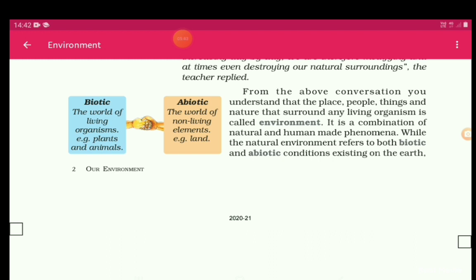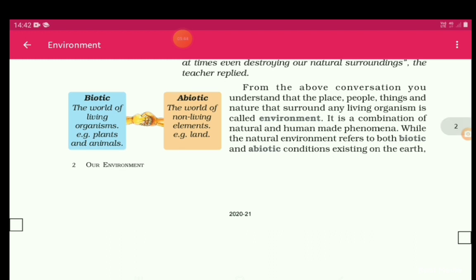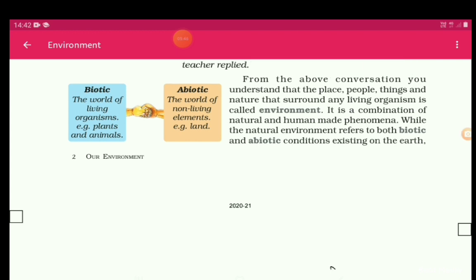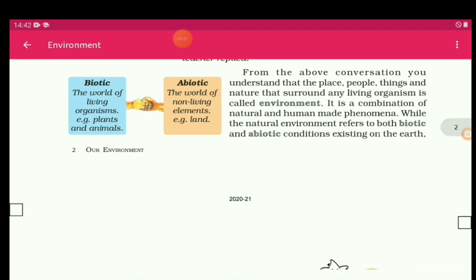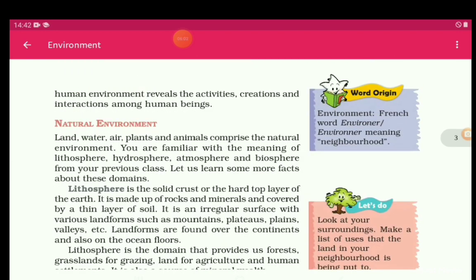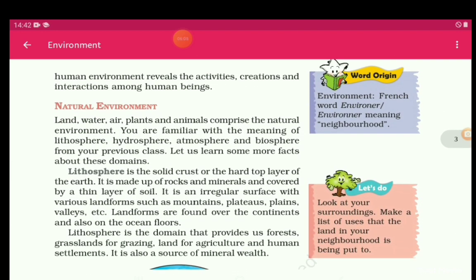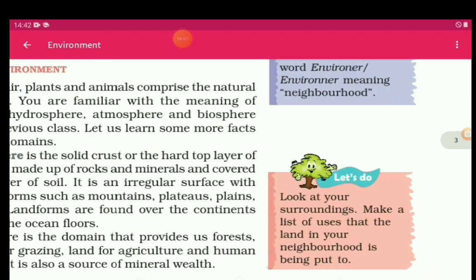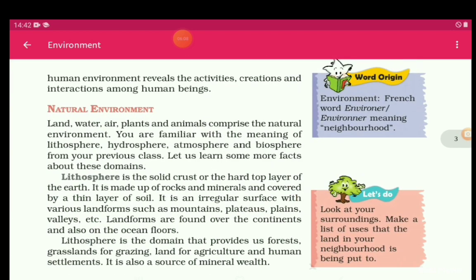Now let us see what biotic and abiotic mean. The world of living organisms, for example plants and animals, are called biotic. Means the living organisms are called biotic and the non-living organisms are called abiotic. Human environment reveals the activities, creations, and interactions among human beings.